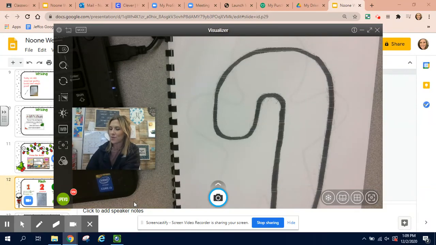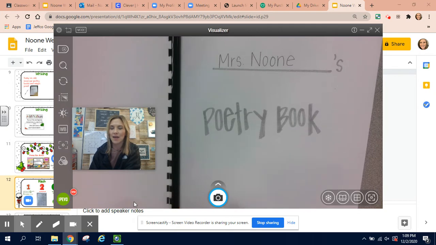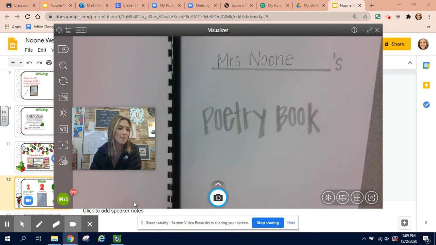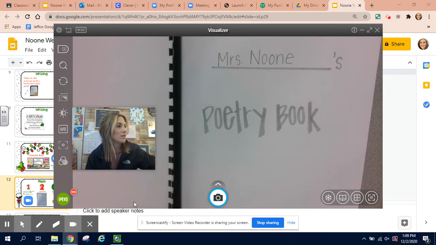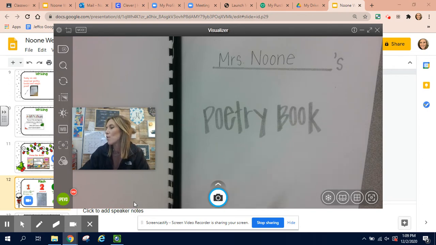Today we are going to need our poetry books, and we're also going to need a magic pen. So if you do not have those things out already, go ahead and get them out, and then we can get started. So today we are still talking about poetry, and this week we've been talking about little tricks that poets use to make their writing more interesting and more fun.